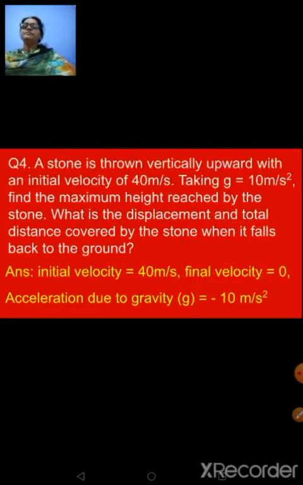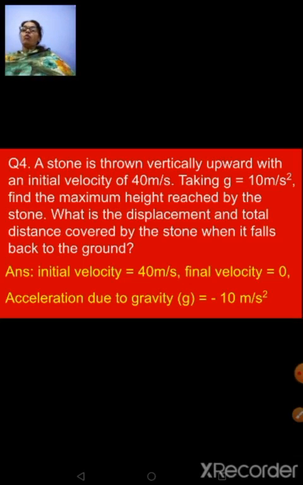Now the next question. It's also very simple, but sounds a little tricky, twisting and all. Nothing. Just see this question. A stone is thrown vertically upward with an initial velocity of 40 meter per second. Taking g as 10 meter per second square, find the maximum height reached by the stone.